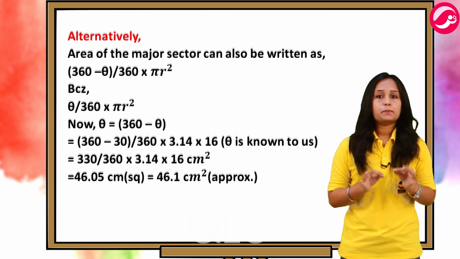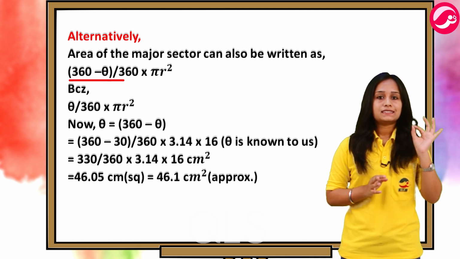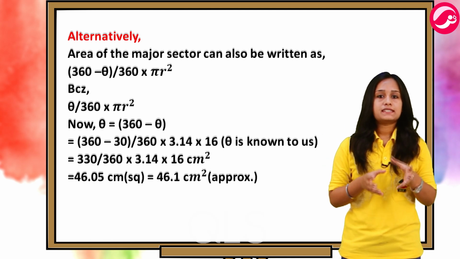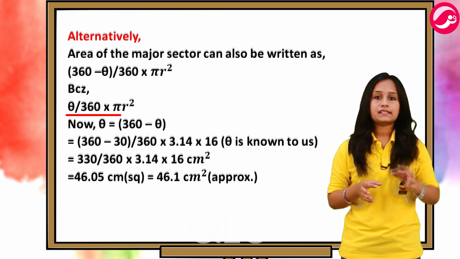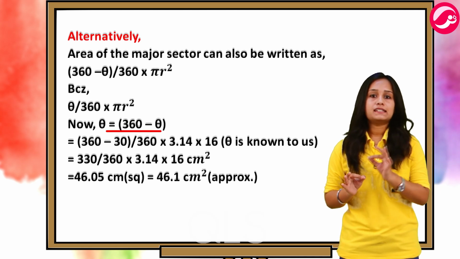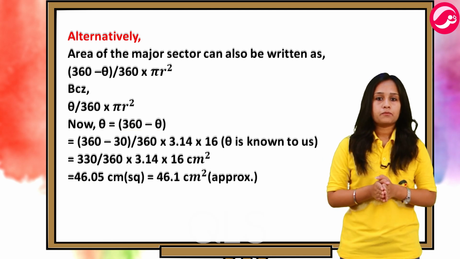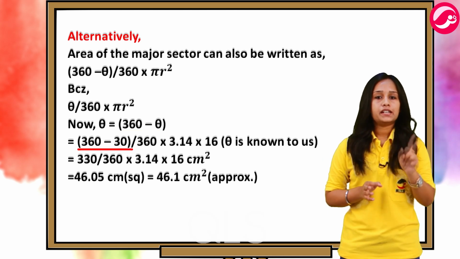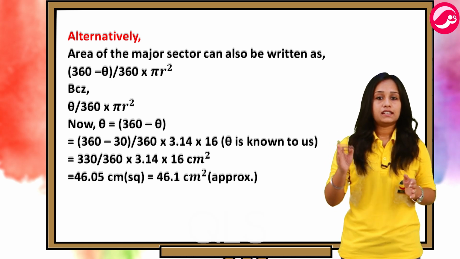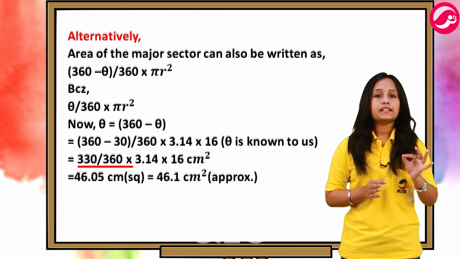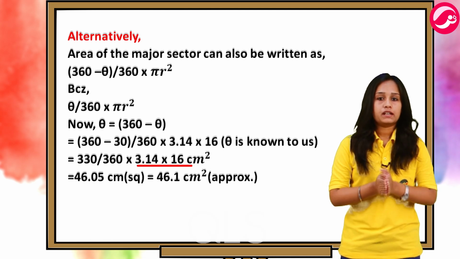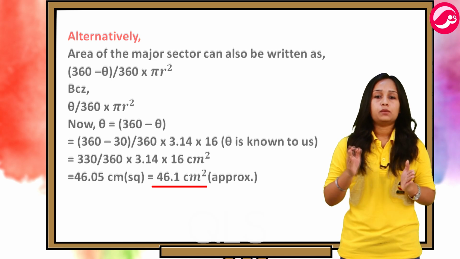Alternatively, area of the major sector can also be written as 360 minus theta divided by 360 degree into pi r square, because सेक्टर के एंगल का फॉर्मूला होता है theta by 360 into pi r square. अब यहाँ हम theta की जगह रखेंगे 360 minus theta जो हमारे major sector का angle है. So 360 minus 30 divided by 360 into 3.14 into 16 as theta is known to us. So 330 divided by 360 into 3.14 into 16 centimeter square, that is equal to 46.1 centimeter squares.